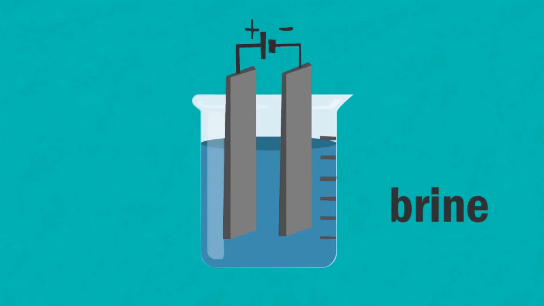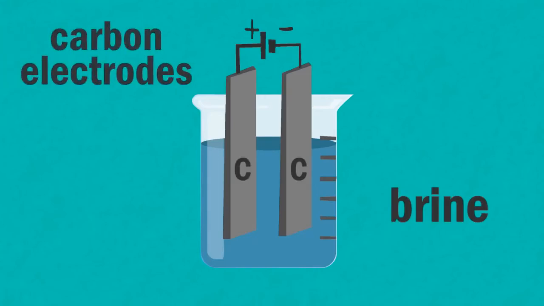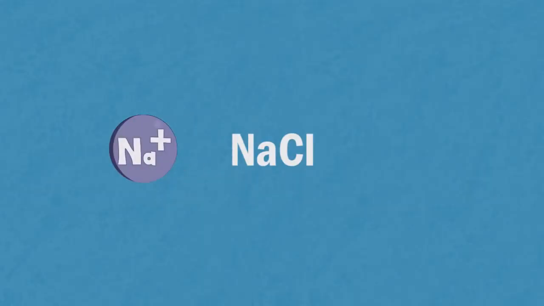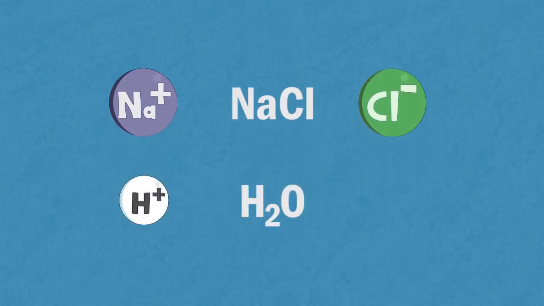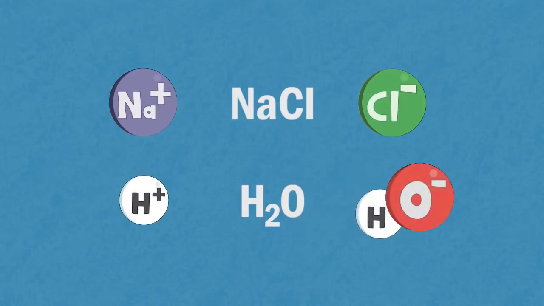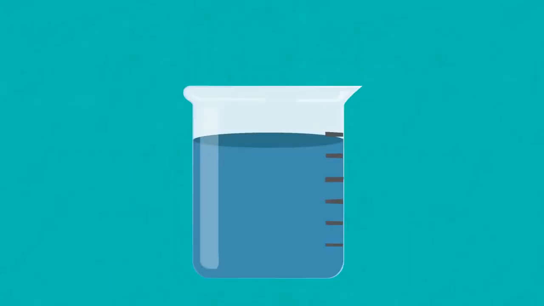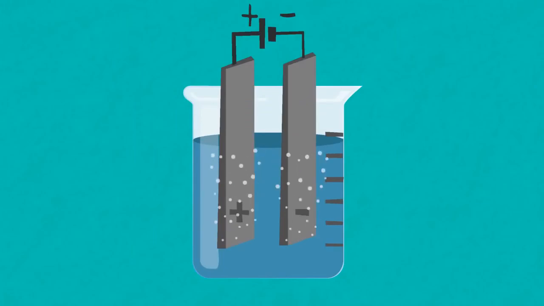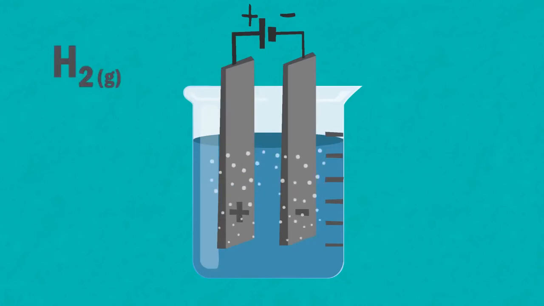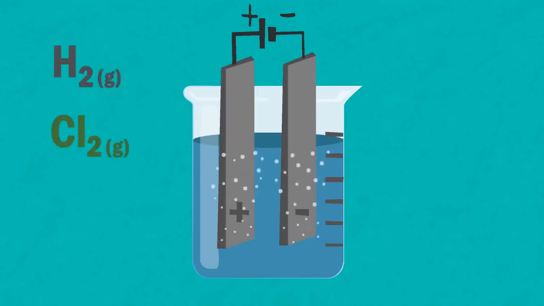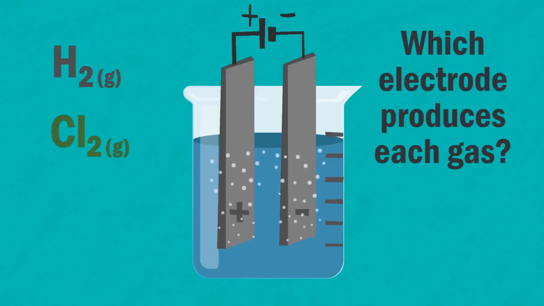We don't want the electrodes to become part of this reaction, and so we use carbon electrodes. From the sodium chloride, we have positive sodium ions, Na+, and negative chloride ions, Cl-. And from the water, we have positive hydrogen ions, H+, and negative hydroxide ions, OH-. When the current flows, you will begin to see tiny bubbles of gas forming at each electrode. Both hydrogen and chlorine gas are formed. But can you work out which electrode produces which gas?